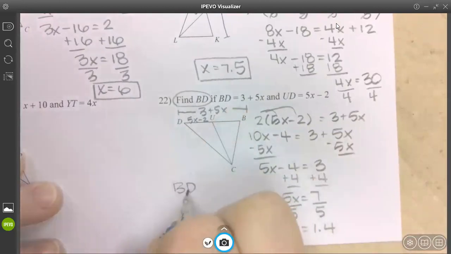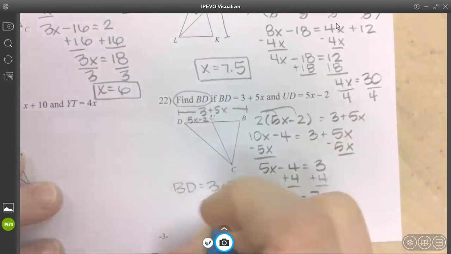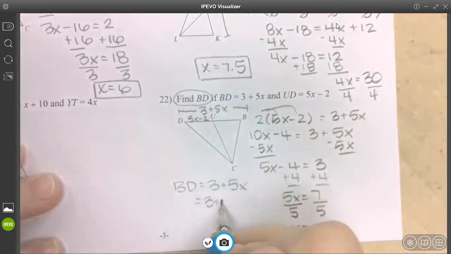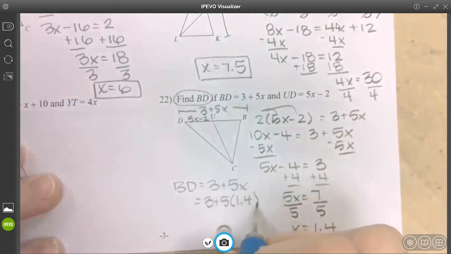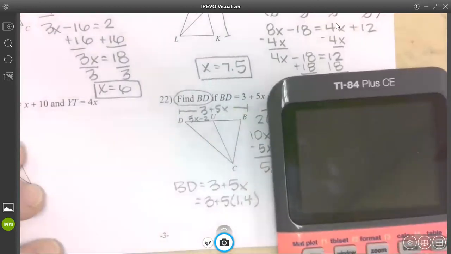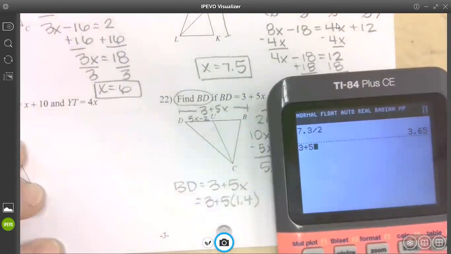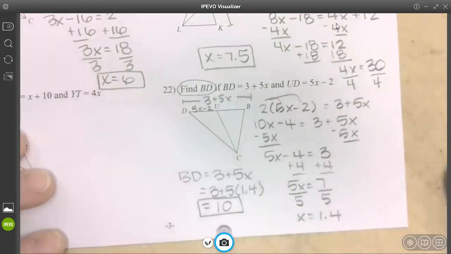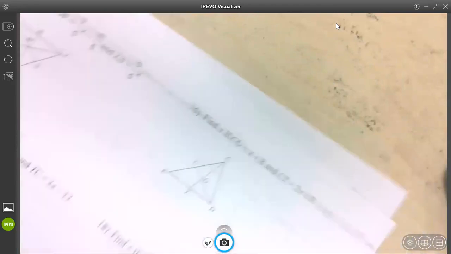So we're going to go over here. BD was 3 plus 5x. But now we know that x is 1.4, so we're going to plug that in. 3 plus 5 times 1.4 is going to give us a whole number of 10. So BD is 10. We're going to flip our page. We're going to do the next 4.